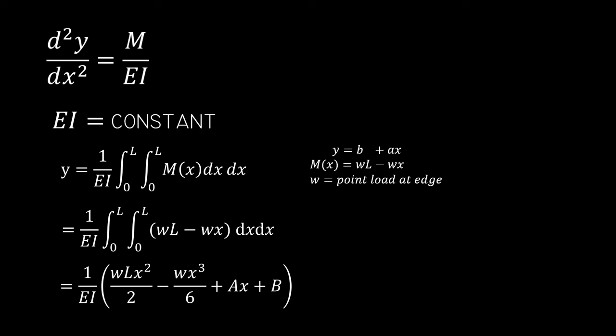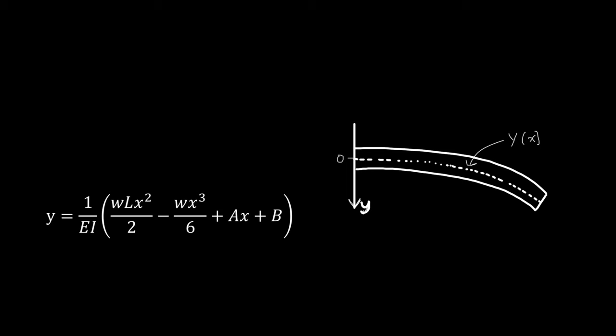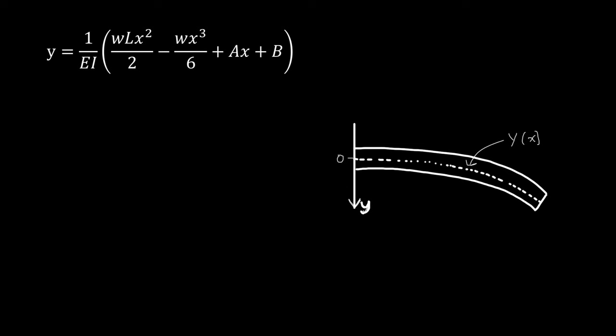Now we find A and B. Well, how do we do that? Initial conditions. Here's our cartoon again. At x equals 0, the deflection y is 0. So 0, 0 is a point on the deflection curve. And if we insert it into the equation, we find that B is equal to 0.